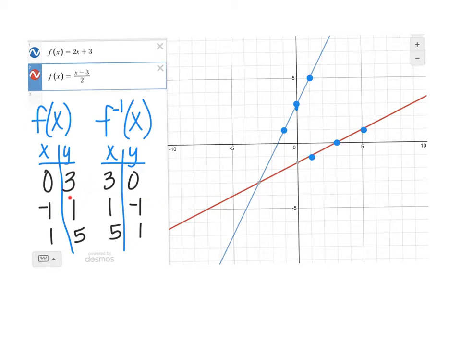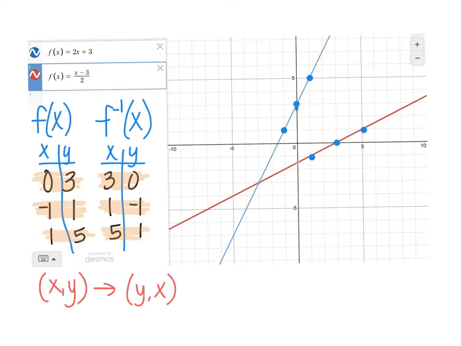Now, is there anything cool that you noticed between these two tables? I tried to line them up, so look right across from each other. In my first point, (0, 3), in my inverse function, it's (3, 0). It flipped them. In my regular function, it was (-1, 1), and now it's (1, -1). And it was (1, 5), now it's (5, 1). This is a cool thing about linear inverse functions: the original coordinate flips. It becomes (y, x). It just flip-flops the coordinates. That's one really cool thing about inverse functions, and one way you can test to see if you did it correctly.